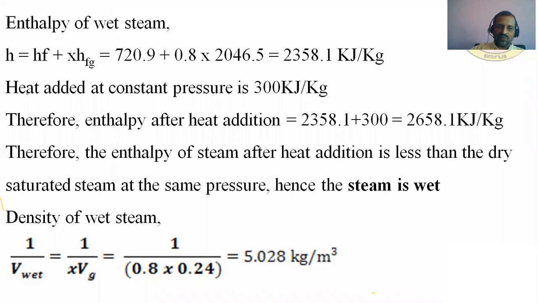He has given in the problem that the heat added at constant pressure is 300 kilojoules per kg. This heat you have to add to this now. Therefore, enthalpy after heat addition is 2358.1 plus 300, that is equal to 2658.1 kilojoules per kg. Therefore, the enthalpy of steam after heat addition is less than that of dry saturated steam at the same pressure. Hence, the steam is wet.